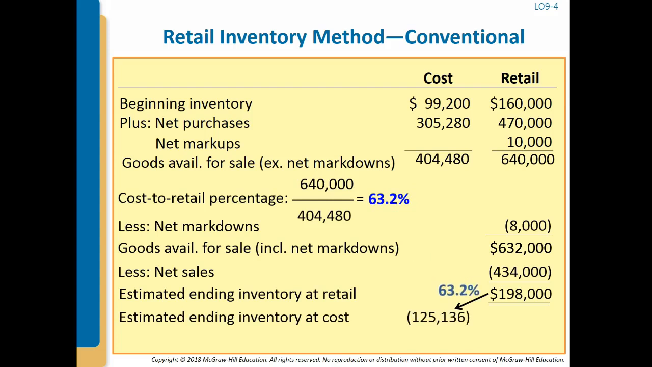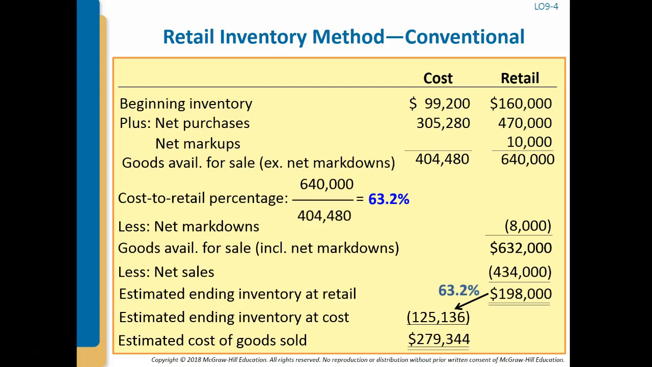To approximate lower of average cost or market, the retail method is modified as we see here. Note that by not subtracting net markdowns from the denominator, the cost to retail percentage is lower than it was previously, 63.2% versus the 64%. This always will be the case when markdowns exist. So as a result, the cost approximation of ending inventory always will be less when markdowns exist.